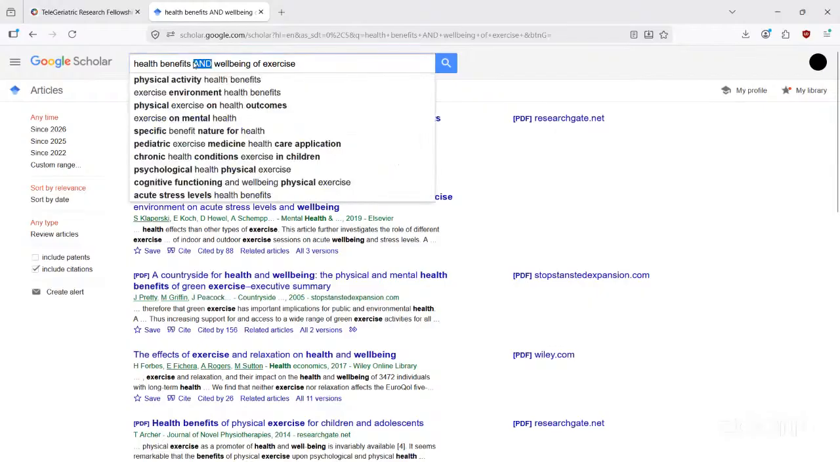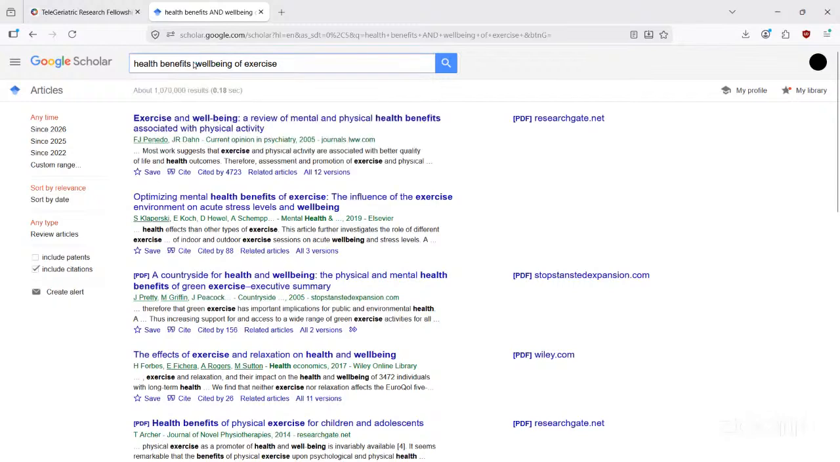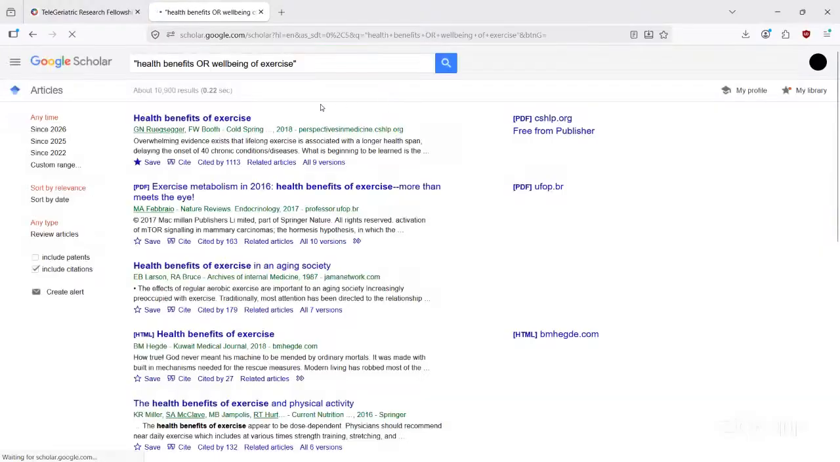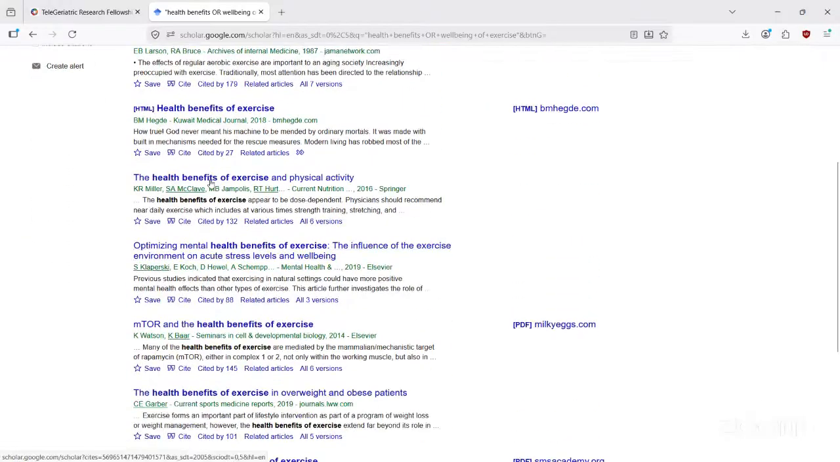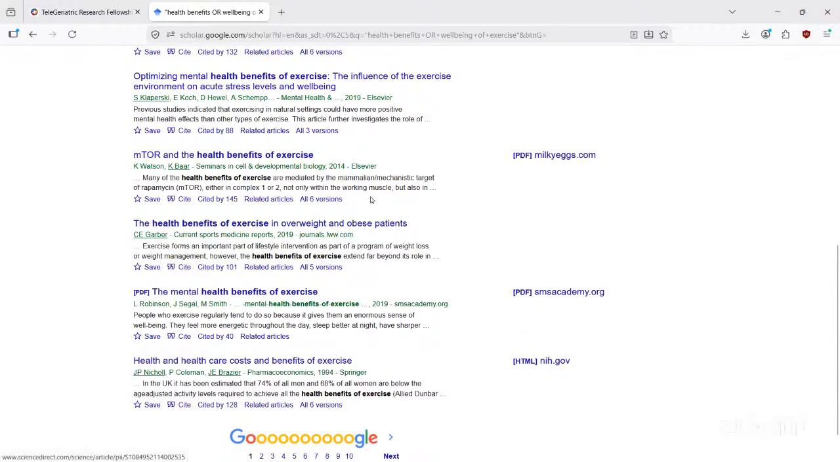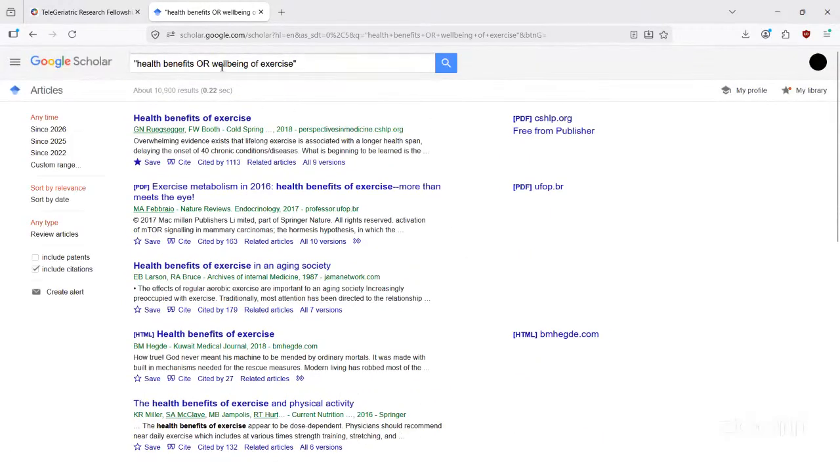Then finally, the Boolean operator that I like to use personally is to use inverted commas in the beginning and the end of your phrase. If you do this, you will get studies that should include this phrase, health benefits of exercise. You see, every single study has the topic health benefits of exercise. So if you wish to look at exactly this specific phrasing, just use inverted commas at the beginning and the end of your search phrase.